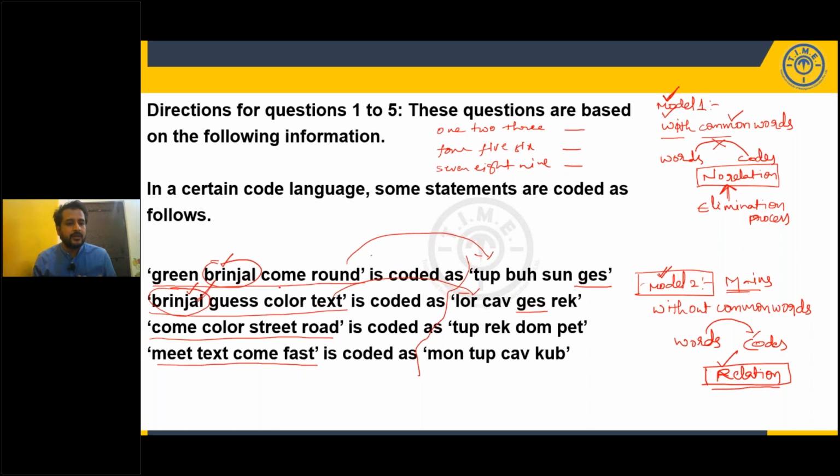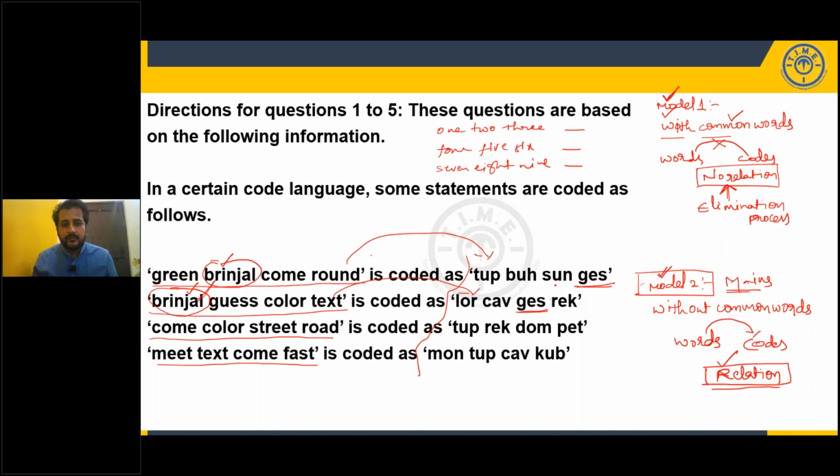So we can confirm that the code for brinjal is GES, because in these two statements the only common word is brinjal, and in these two the only common term is GES. So the code for brinjal is GES. This is how we are going to identify the codes of each and every word.